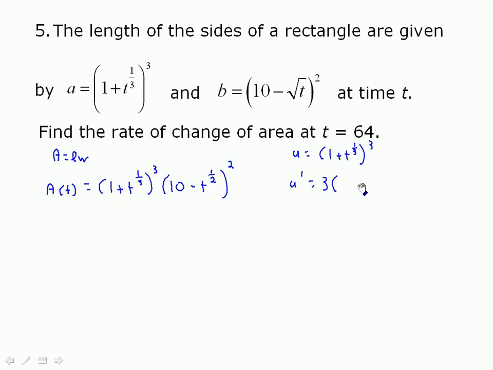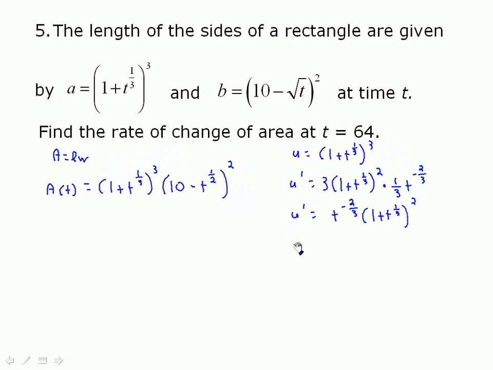So I write this as u prime, but in my mind I know that I'm taking the derivative of this function with respect to t. But u prime is just a convenient way to write it. So (1 plus t to the 1/3) to the 2. Now the derivative of the inner, I'll do that immediately: the derivative of 1 is 0. The derivative of t to the 1/3 is 1/3 t to the negative 2/3. And when you multiply out those coefficients, 3 times 1/3 is 1, you'll get t to the negative 2/3 multiplied by (1 plus t to the 1/3) squared.